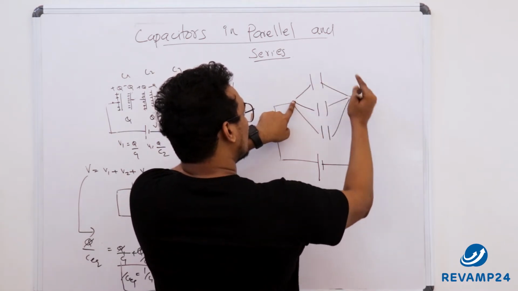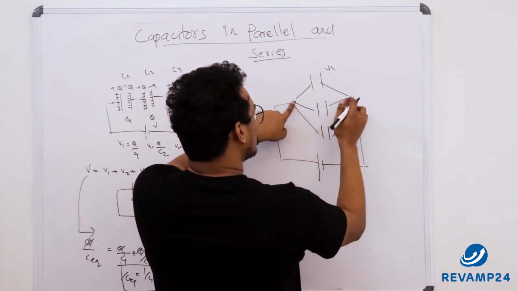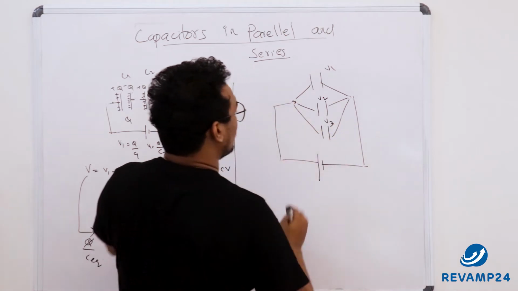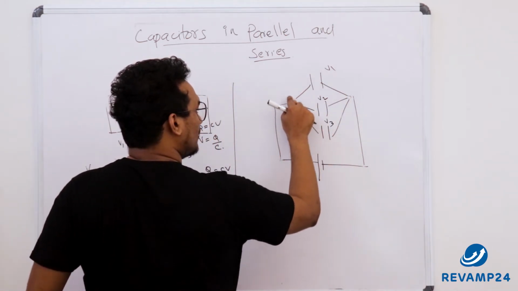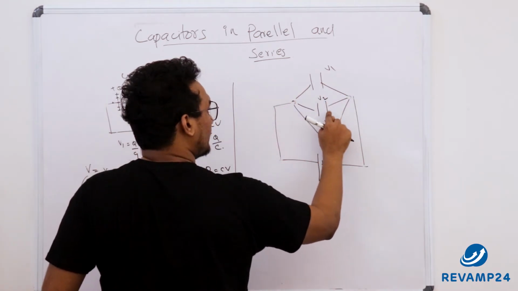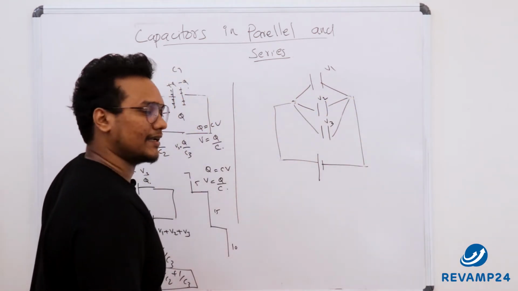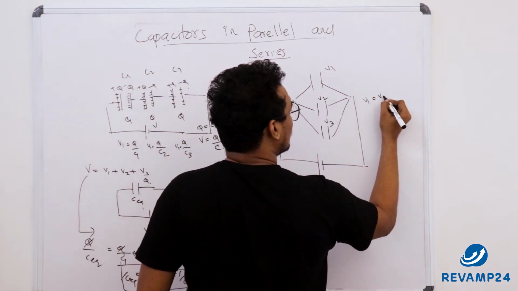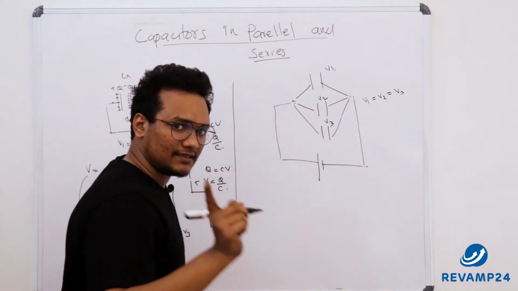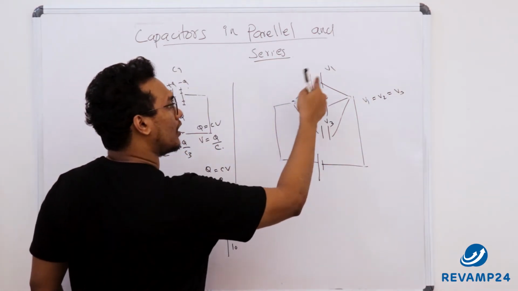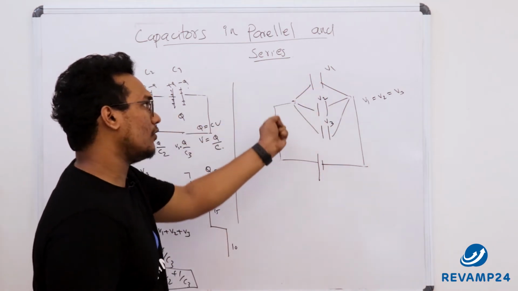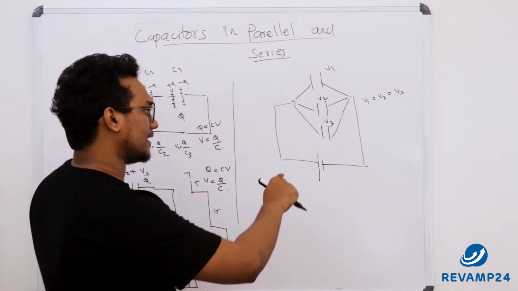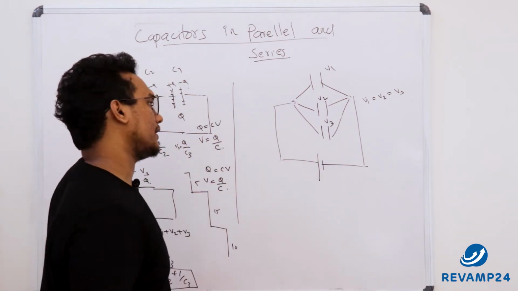Between these two, what is the potential? V1. Between these two? V2. Between these two, what is the potential of the third capacitor? V3. But as all three are connected to the same point, and on the other side as well, I could say that V1 is equal to V2 is equal to V3. In your examination you have to say the reason: because all of them are connected to the same point. All one terminals are connected to the same point and the other terminals are connected to the other side of the battery, which is also a common point.